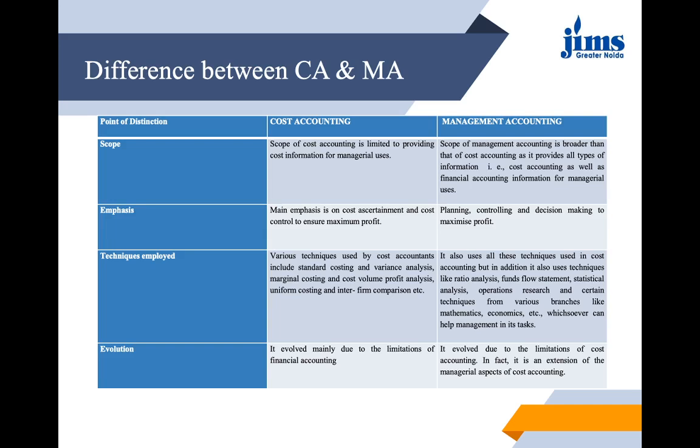Next, we have techniques employed. This is quite easy. If you remember, the cost accountants perform various techniques to calculate costs and to see the various differences. Let's name some of the techniques that we studied in the previous semester, like standard costing, variance analysis, marginal costing, cost volume profit ratio, that is CVP analysis, uniform costing, interfirm comparisons, etc. These are the techniques employed by cost accounting to perform that particular branch. Whereas management accounting uses all these techniques.